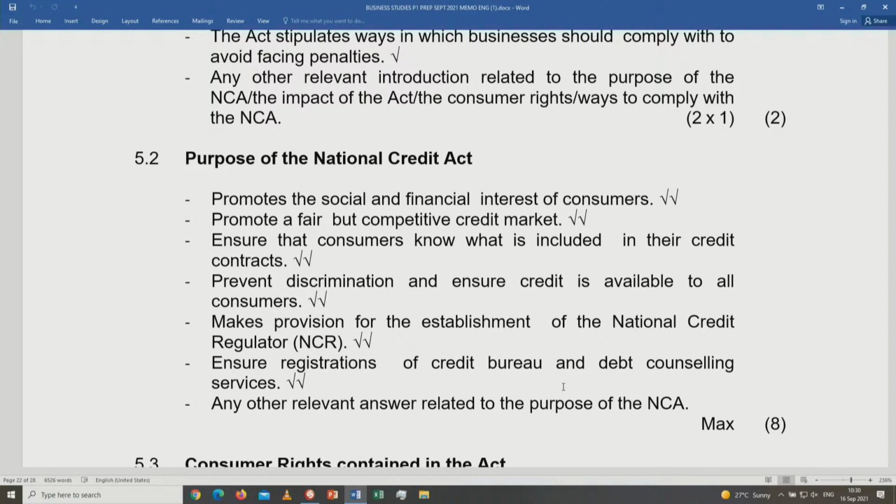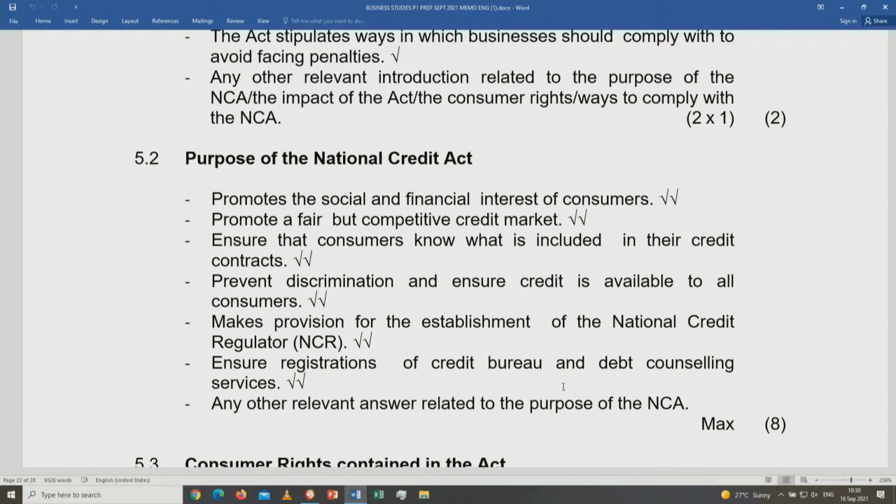To promote a fair but competitive credit market, 2 marks. To ensure that consumers know what is included in their credit contracts, 2 marks. To prevent discrimination and ensure credit is available to all consumers, 2 marks. To make provision for the establishment of the National Credit Regulator, 2 marks. To ensure registration of credit bureaus and debt counseling services, 2 marks, and any other relevant answer related to the purpose of the National Credit Act, and the maximum marks there is 8 marks.